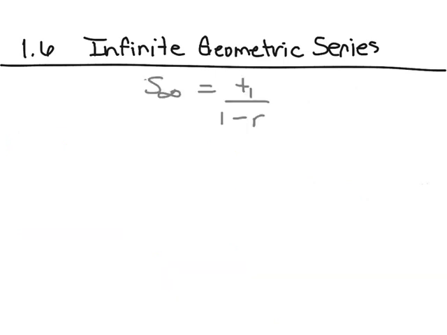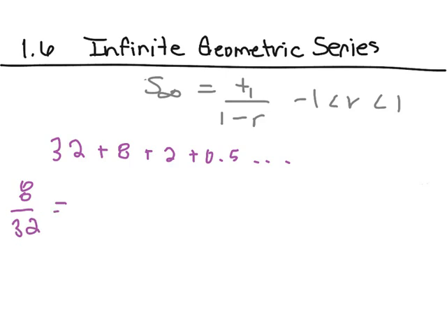So the equation for the sum of an infinite series is T1 over 1 minus r. And this is only if it converges, so when negative 1 is less than r, less than 1. So first we check to see if it converges. For the sequence 32 plus 8 plus 2 plus 0.5, 8 divided by 32 is 1 over 4. Since negative 1 is less than 0.25, which is less than 1, we know it converges.